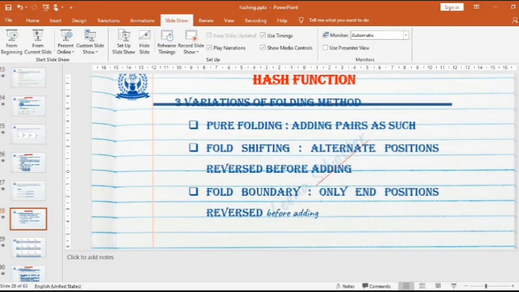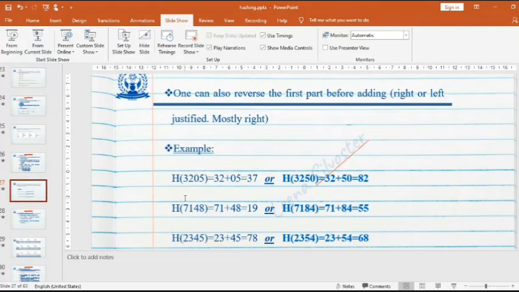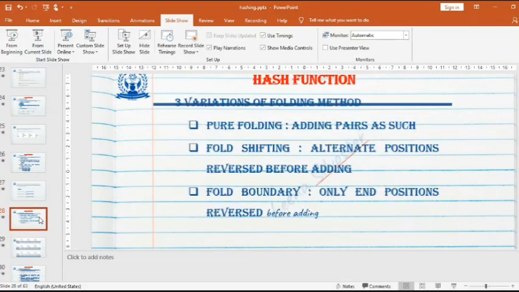So these are some variations of the folding method. The first one is pure folding. Pure folding means adding pairs as such. That is the first method. In this case, 3205 is the number. Pure folding means 32 plus 05. That is pure folding.